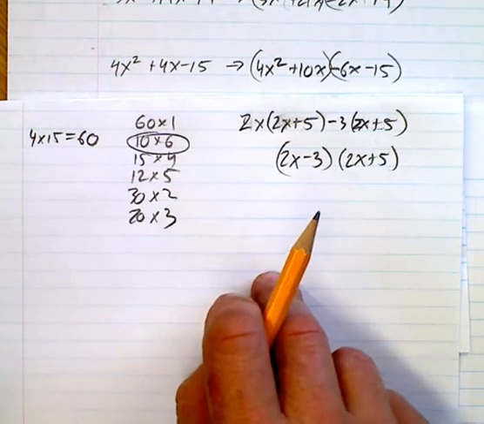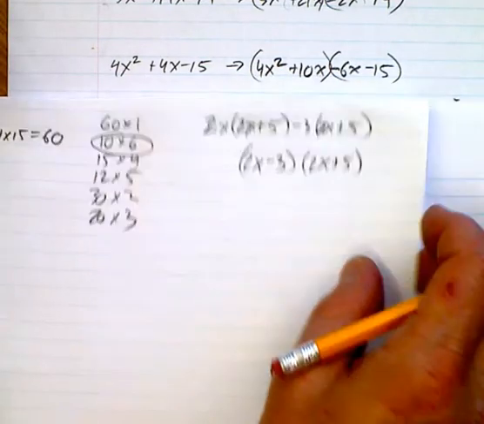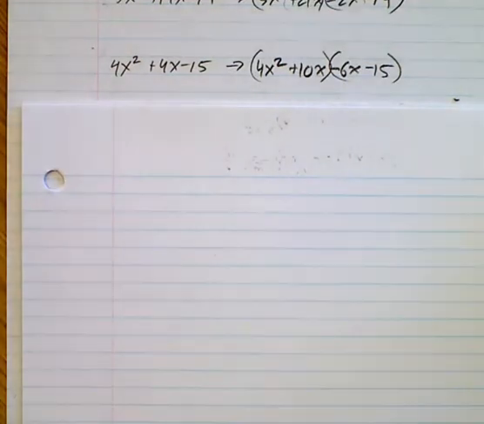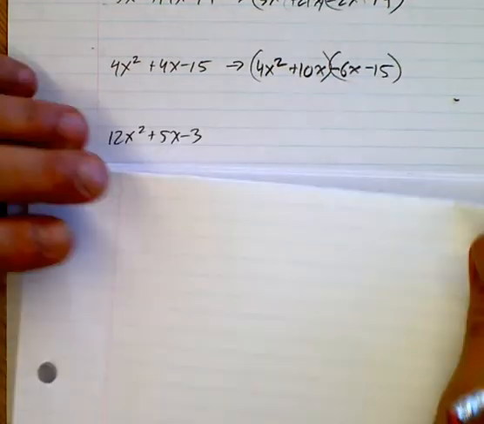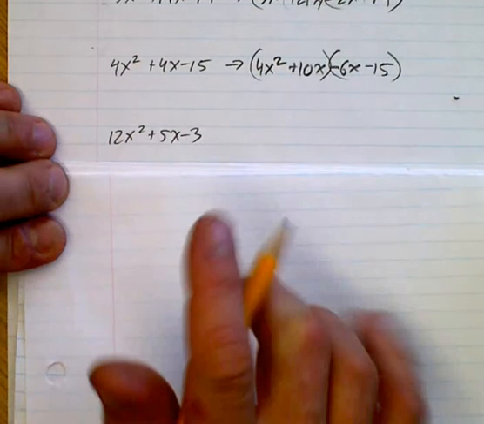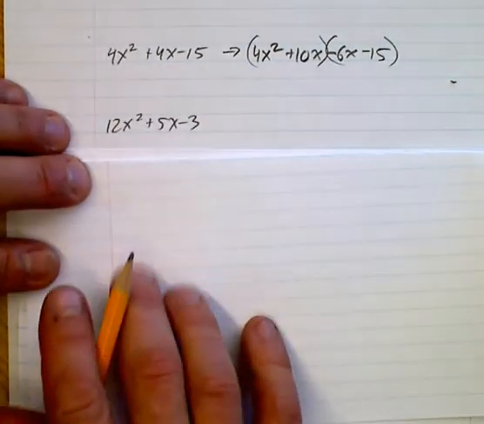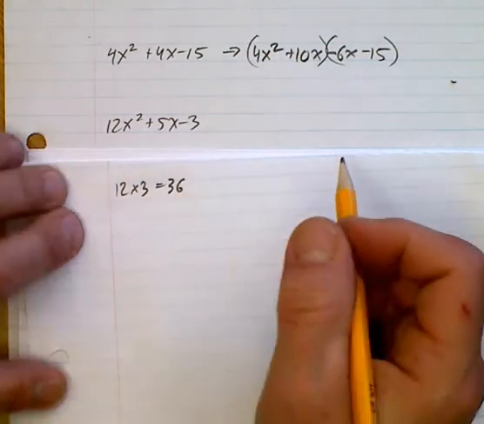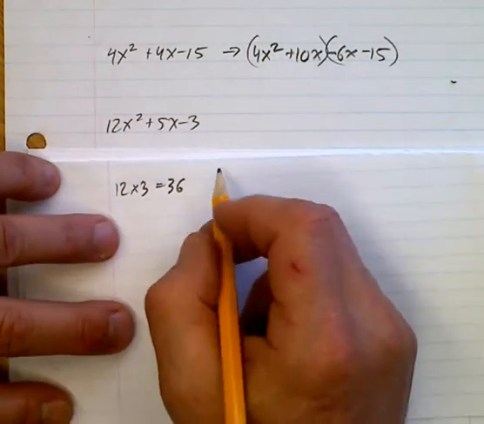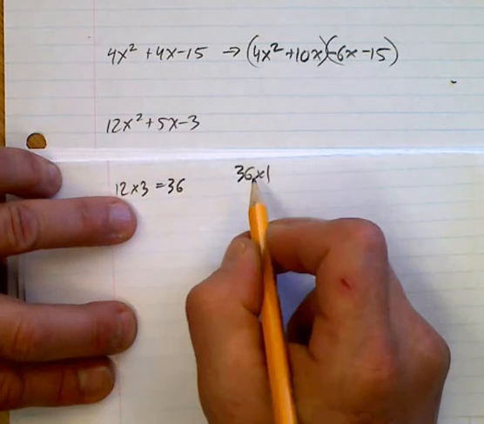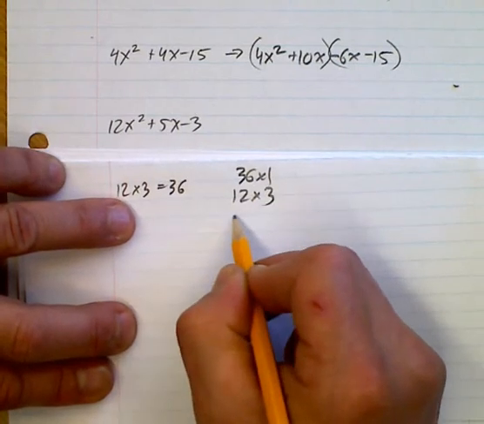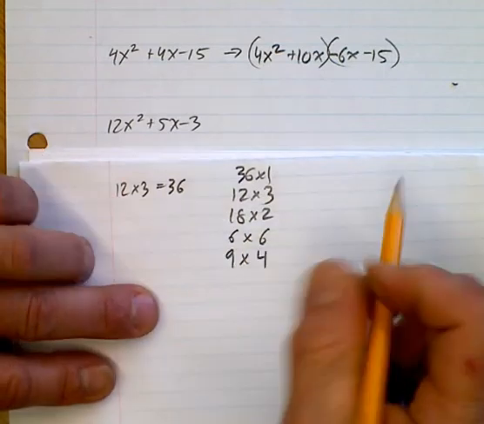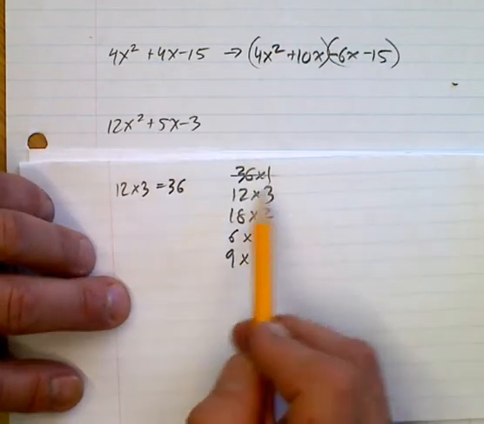So again, as you can see, it works pretty well. The only difficulty you might have is if these numbers get pretty big, okay? Now, this one's still pretty doable. Give it a shot before I continue. Got 12 times 3 being 36. And then you look at 36 times 1. You look at 12 times 3, 18 times 2, 6 times 6, 9 times 4. I couldn't figure it out until I got to that last one.